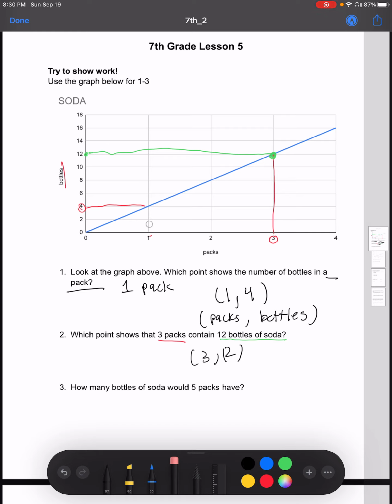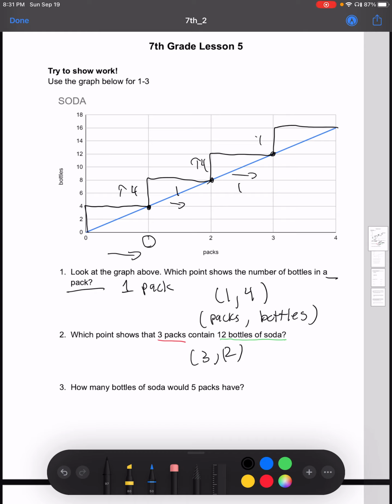Number 3, how many bottles of soda would 5 packs have? Well, here's where it might get a little bit more tricky. But we can see that this is a linear equation, right? So there's a constant increase per pack, right? So if we look, for every 1 pack we go to the right, there are 4 bottles of soda. At 2, there are 8. At 3, there are 12. In other words, each pack of soda we add, we also add 4 bottles. We go right 1, we go up 4. It's like this for every single increment.